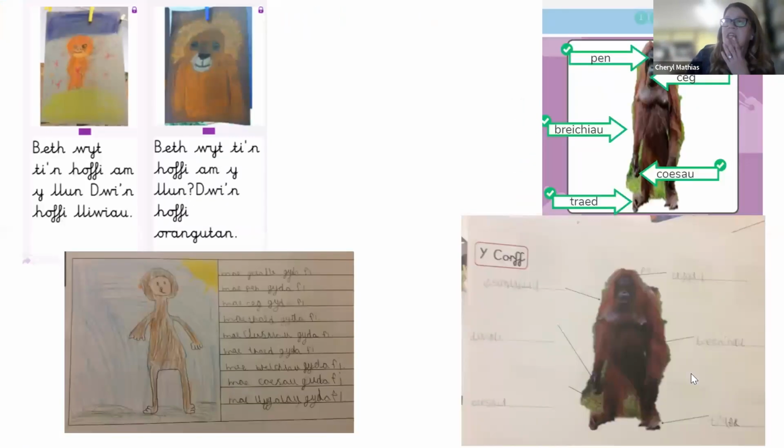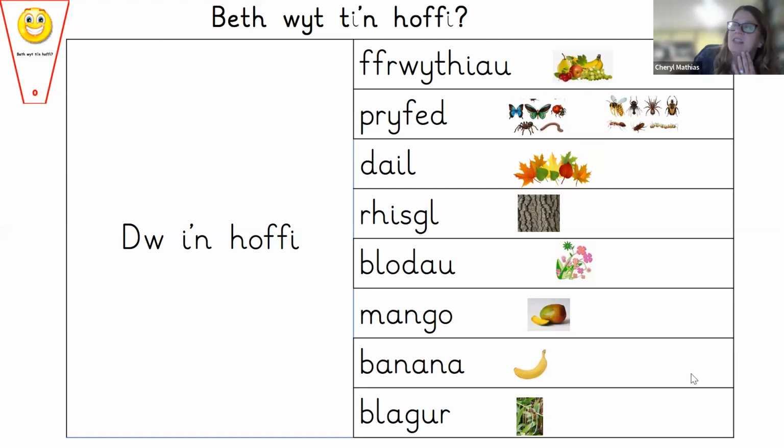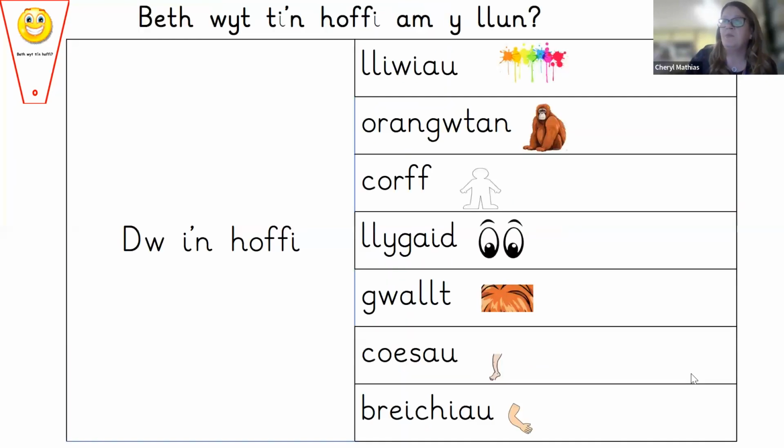What else have we done? Oh, this was sentence builders, we'd used this again. So beth wyt ti'n hoffi? Dwi'n hoffi. And then they'd researched in English the kind of foods that the orangutans were eating. And then we researched what the Welsh words would be and made this together. And then they would use that to practice their speaking in their oracy 10 minutes, or they could write about it in the writing area. That was the kind of thing we used to peer assess each other's work. So beth wyt ti'n hoffi am y llun.